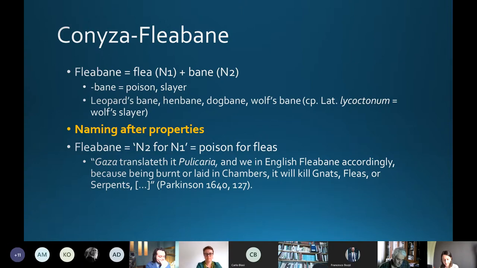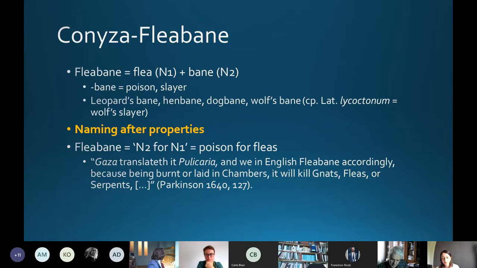This is a compound of flea and bane, and compounding, it must be noted, is a very productive strategy in the field of botany. And bane is a recurrent term in plant names. This word means poison, slayer, and as can be expected, it is found in the names of plants which are toxic or are in some way harmful to people or animals. Other plant names of this kind in English are leopard's bane and wolf's bane, and as the etymology reveals, they are often calques or loan translations.